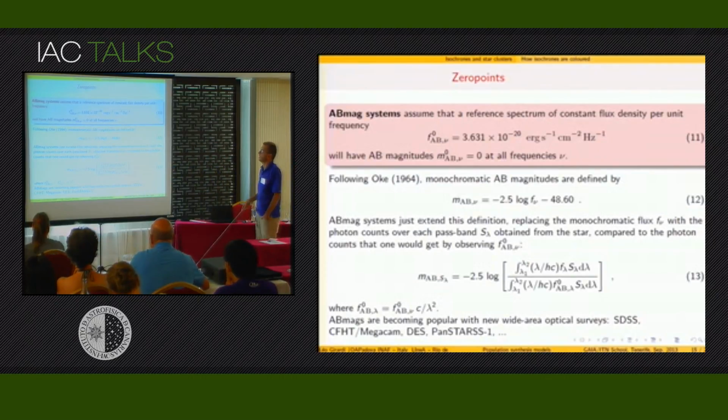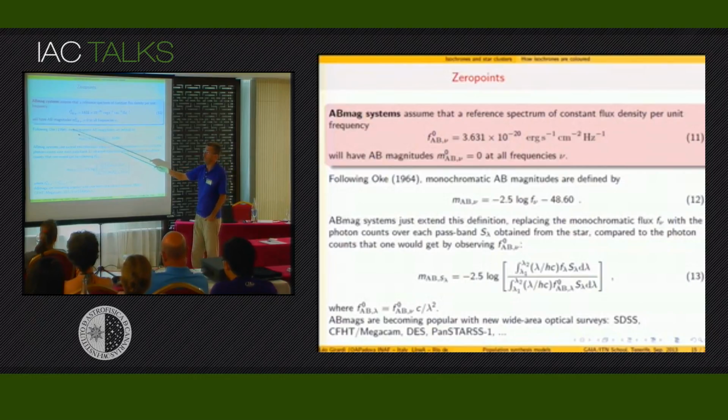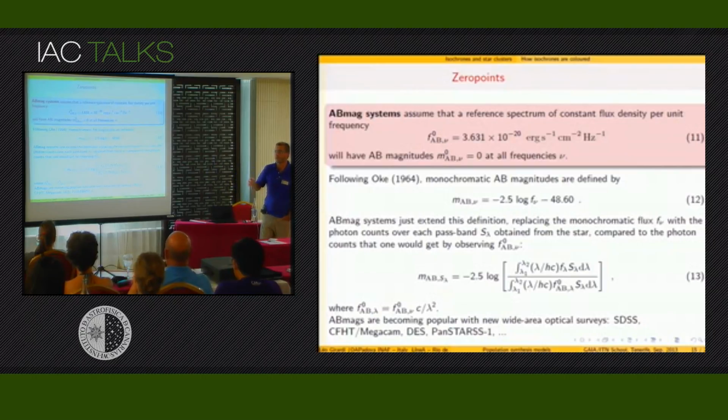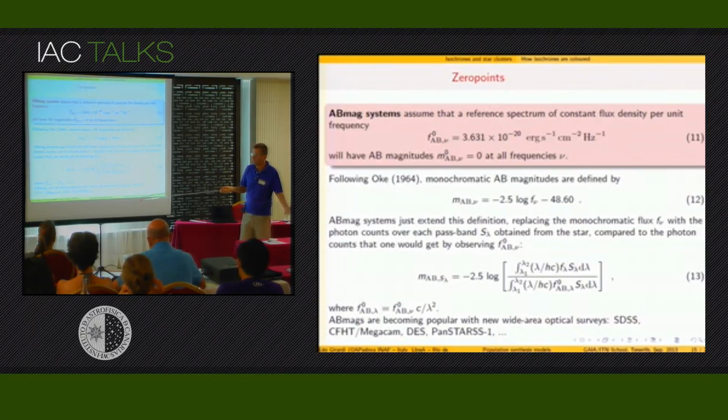The second kind of photometric system, which is particularly important, are the AB mag ones, or AB magnitudes. They are based on the assumption of a spectrum of constant flux density, with this value of flux as magnitude equal to 0 in all passbands. They derive from a paper, or an idea, by Oke in 1964, which defined the monochromatic AB magnitudes to convert observed spectra to a magnitude scale using this definition, which corresponds quite well to this one. The only difference is that this was a definition for 1 lambda.